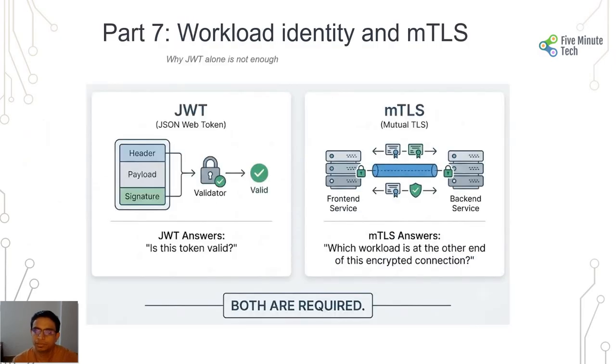Now, part 7 is workload identity and mTLS. Why do we say that JWT alone is not enough? JWT validates a logical authorization grant, but it does not automatically prove the cryptographic identity of the workload at the other end of the network connection. Mutual TLS, or mTLS as we call it, means both the caller and the receiver present a certificate. Each side verifies the other, communication is encrypted, and the peer can be identified.